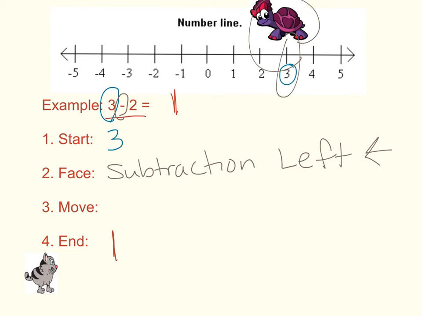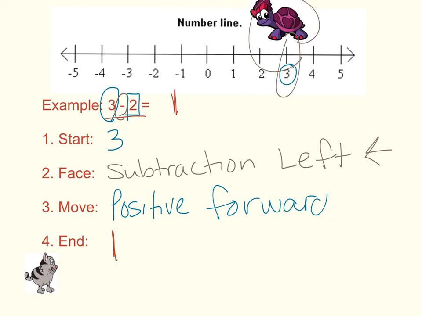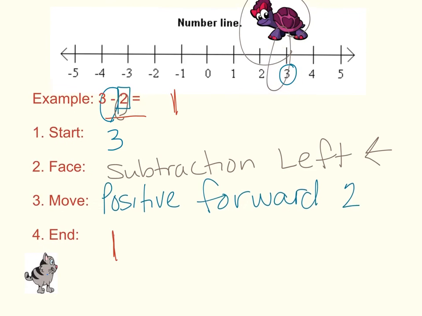And we need to decide which way this turtle is going to move. Now, in order to decide how it's going to move, we need to look at the next number. So the next number here is a 2, and it's positive. So if it's positive, that means we move forward. We always move forward when the next number is positive. So we're going to move forward 2. Okay, well, the turtle is facing the left. So for the turtle, forward is to the left because that's the way he's facing.